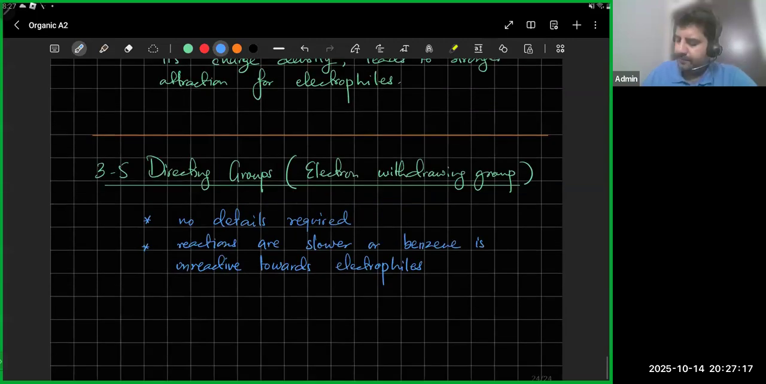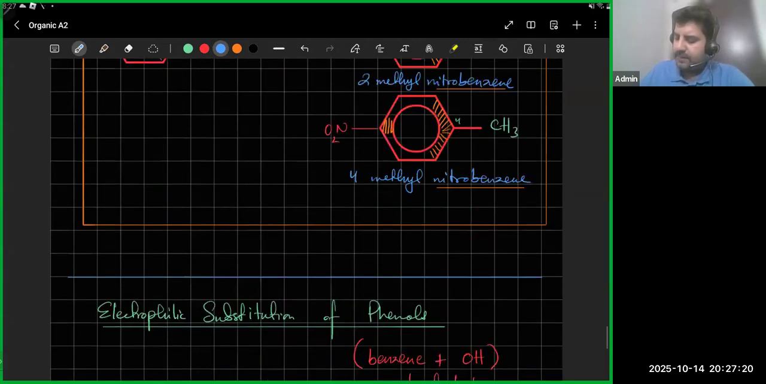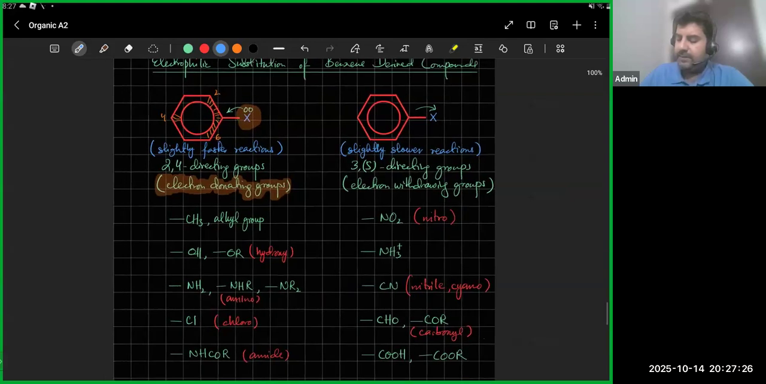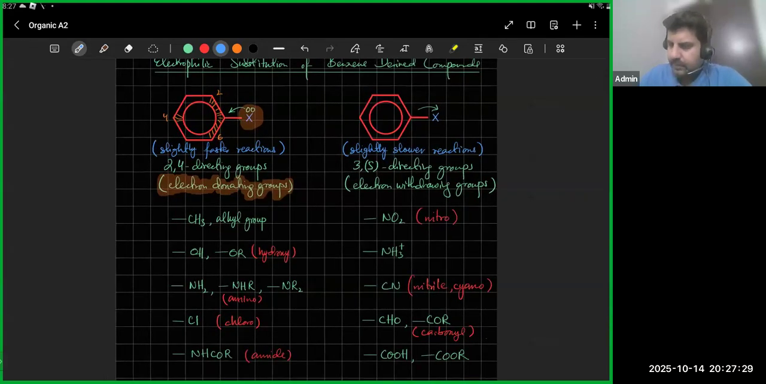So for example, I remember we did 3,5 directing groups before that. We wrote down a whole list, which is over here. If you look at the 3,5 directing groups, these are all electron withdrawing groups. With the 2,4,6 directing groups, the electron density was higher on positions 2, 4, and 6. On the other one, the electron density is going to be lower at positions 2, 4, and 6.